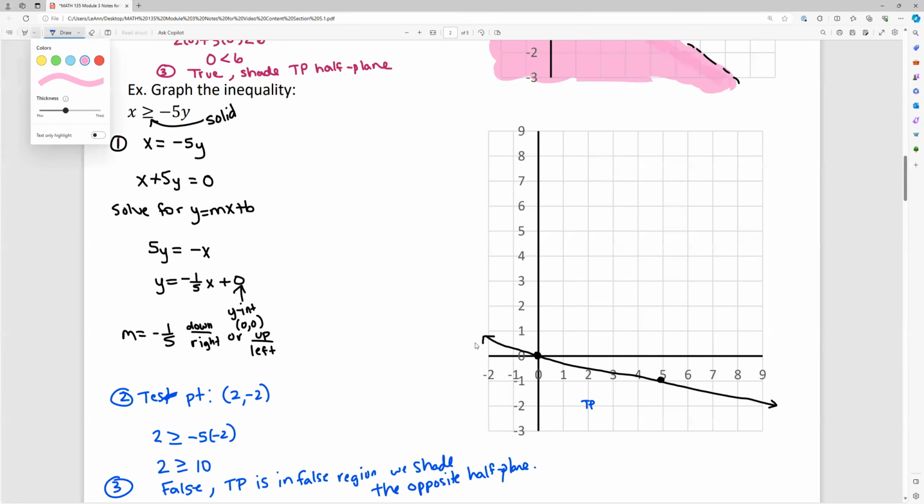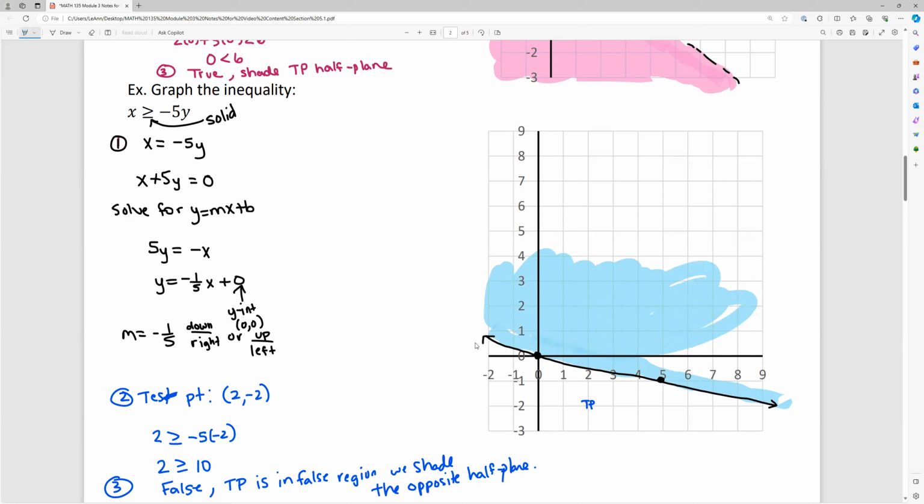Okay, so get my highlighter out. I cannot shade down here because everything in this region should be false, just like this one was. So we're going to be shading above that line, which is what we call the opposite half plane to the one that the test point is in. And you do really need to remember to shade everything up to the entire edge, because this goes on forever, and that just helps us indicate that this is an infinite set of ordered pairs that are true.